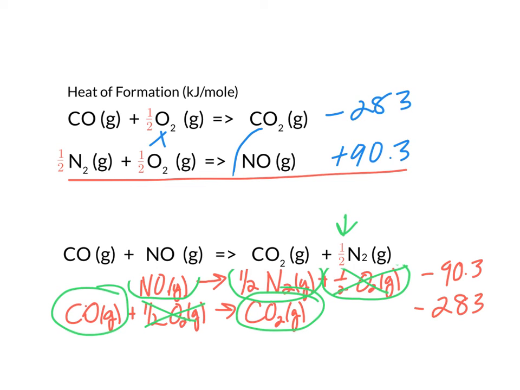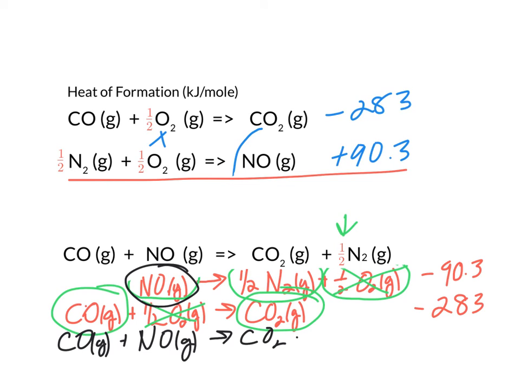So if I were to just rewrite everything now, and I'll do it in black, I have my CO as a gas, my circled nitrogen monoxide as a gas, and that makes my carbon dioxide as a gas, and I'm left with this right here, that 1/2 plus 1/2 N2 as a gas. And I got exactly what I want there.